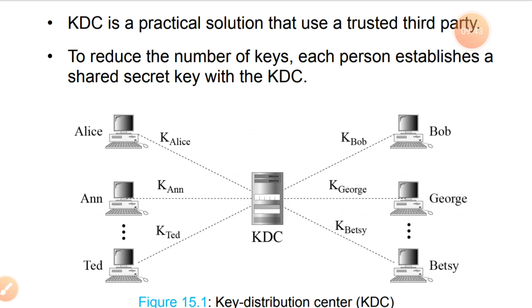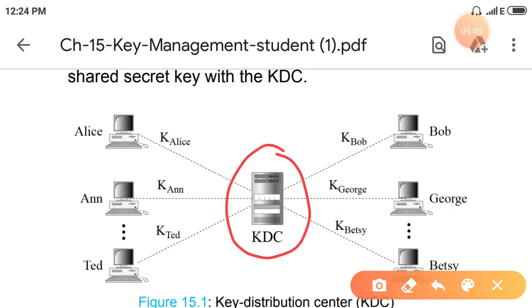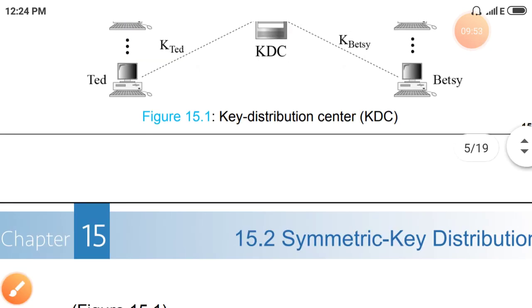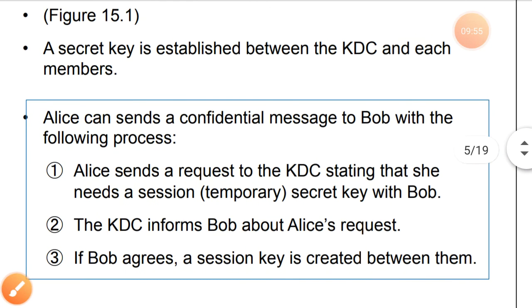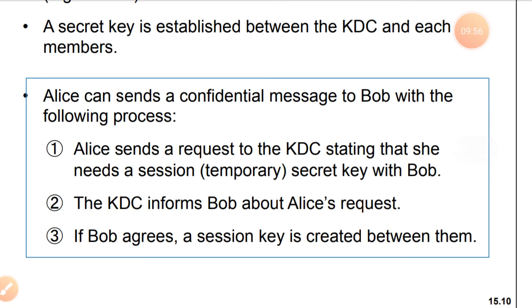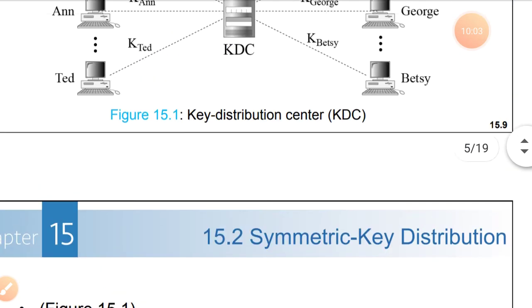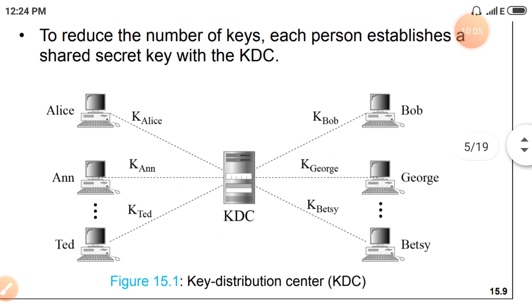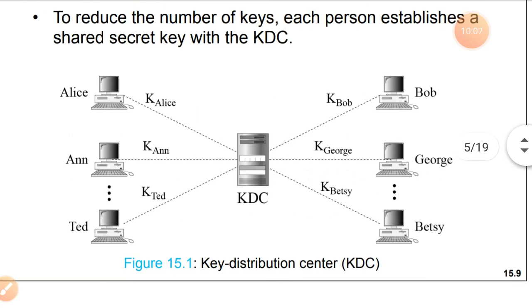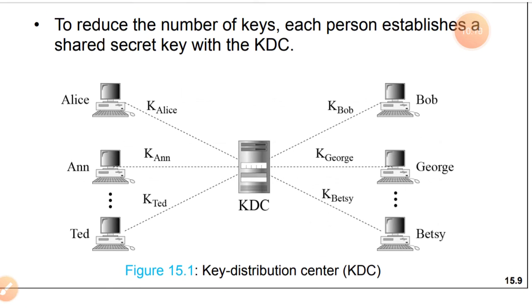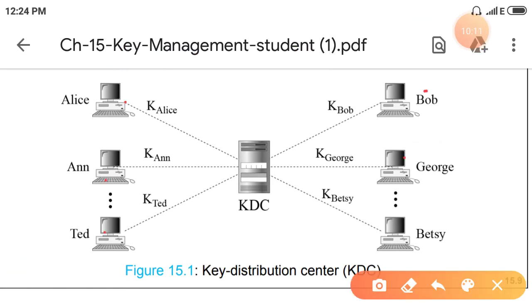See, Alice is there and other persons are there. They will contact the KDC, then the KDC in turn contacts them, and now we'll see the process. A secret key is established between the KDC and each other member. So each person has their own secret key.